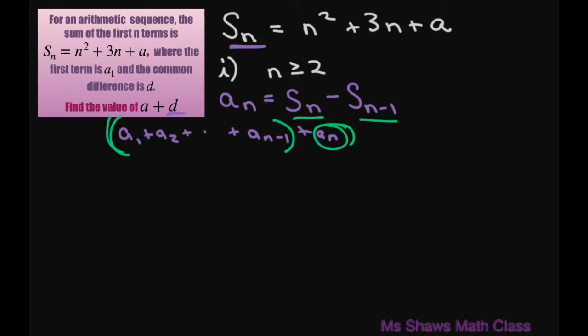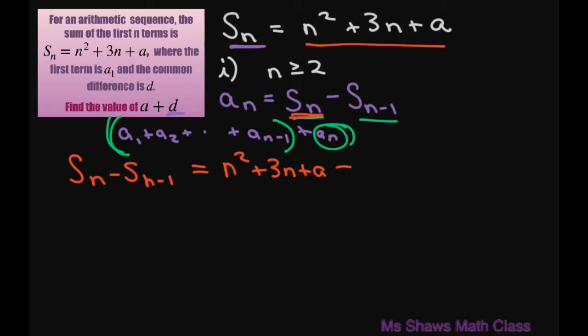All right, given that, we're going to use our formula and fill in s sub n. So s sub n is just going to be what it is. So we're going to write s sub n minus s sub n minus 1. So that's going to be, you just copy it down, n squared plus 3n plus a minus s sub n minus 1. So everywhere there's an n, we're going to substitute n minus 1. So that's going to be n minus 1 squared plus 3 times n minus 1 plus a.